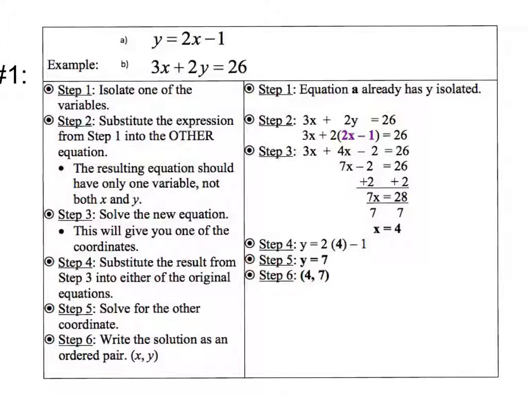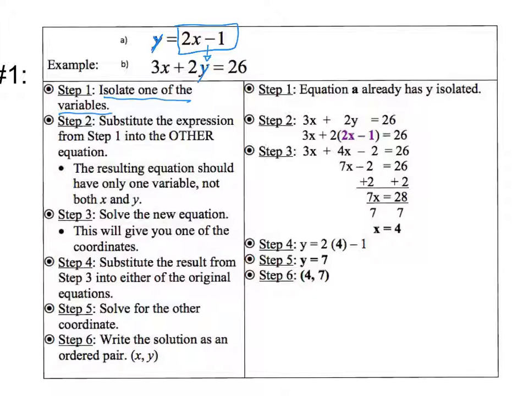All right, so here we have our first example. We have two equations: y equals 2x minus 1 and 3x plus 2y is 26. When we look at step 1, to isolate the variable, we already have that. One of our equations is already solved for y, and y is equal to 2x minus 1. Once I have isolated one of the variables, I'm going to substitute that expression in. I know that this is equal to y, and y shows up in the second equation right here. So I'm going to take this 2x minus 1 and plug it in here for y.